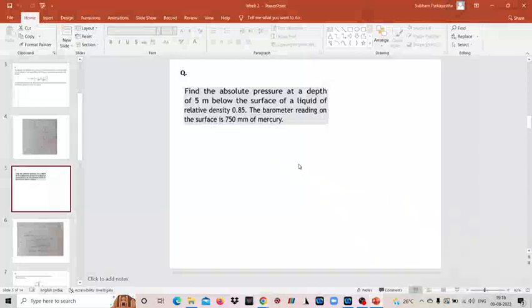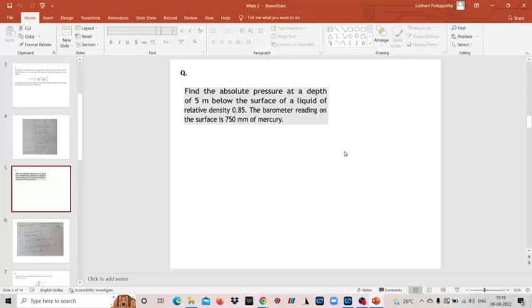Now the next one is to find the absolute pressure at a depth of 5 meters below the surface of a liquid of relative density 0.85. The barometer reading on the surface is 750 millimeters of mercury. Now here is one important thing that you should always remember. We all know the standard density of water is 1000 kg per meter cube. You should also always remember the density of mercury.